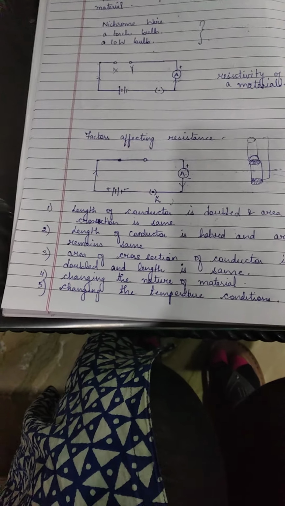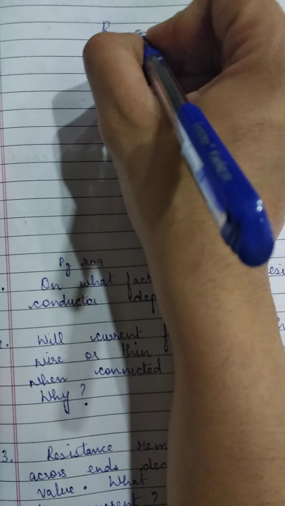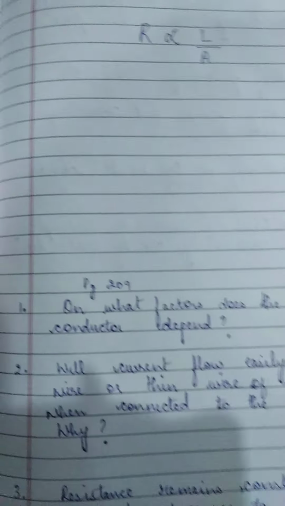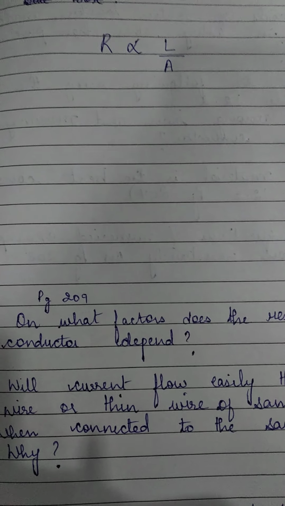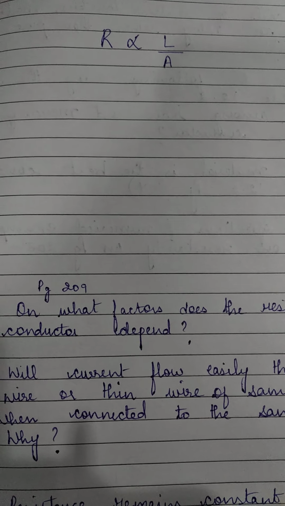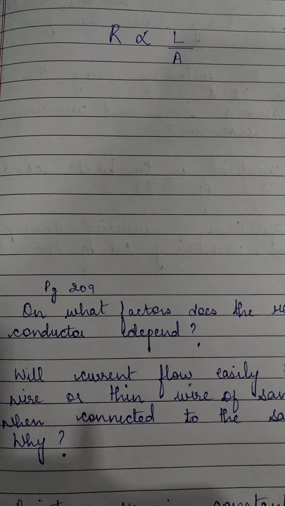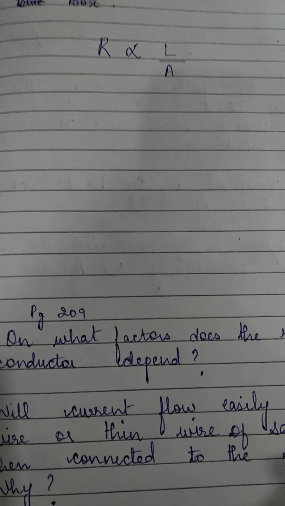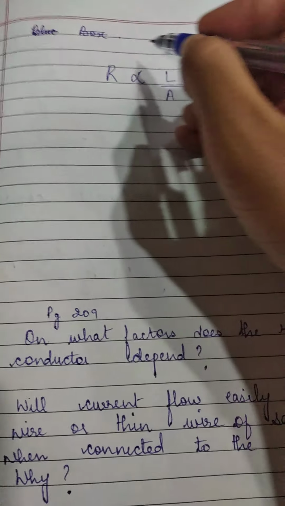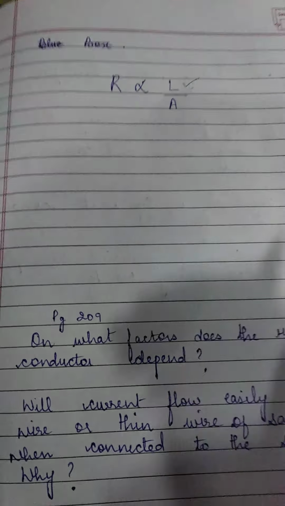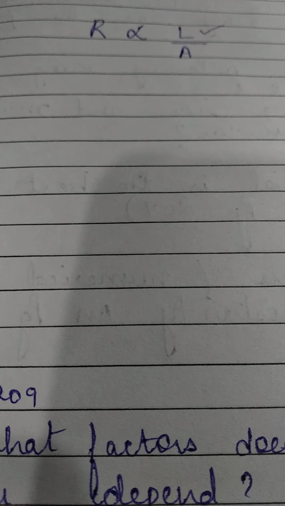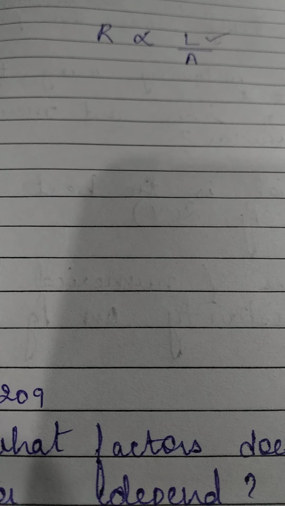Always remember that resistance, that is R, is always proportional to L upon A. This means the value of resistance is proportional to the length of the conductor and it is inversely proportional to its area of cross section. So R is proportional to L upon A, so R is proportional to L. If I increase length, the resistance will also increase. And if I increase area, the resistance value will decrease. So that's an inverse proportion.